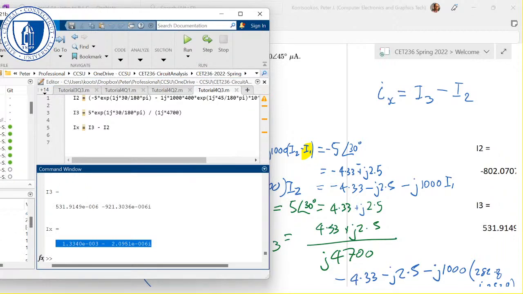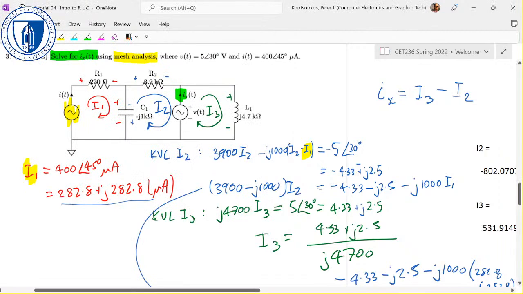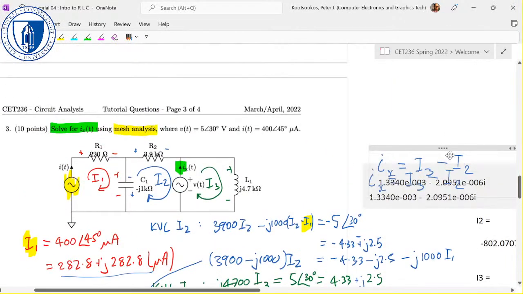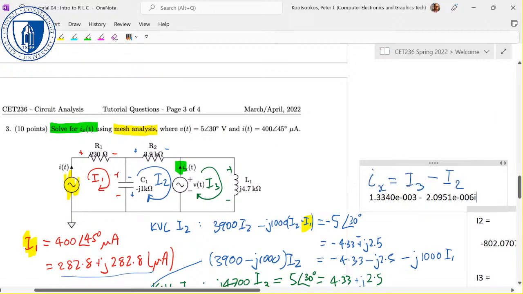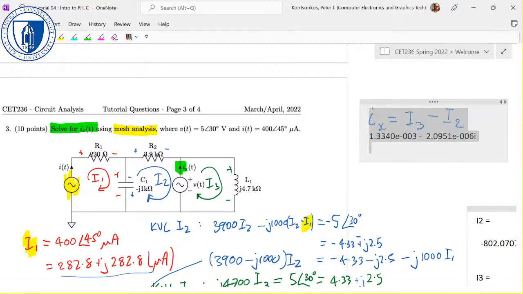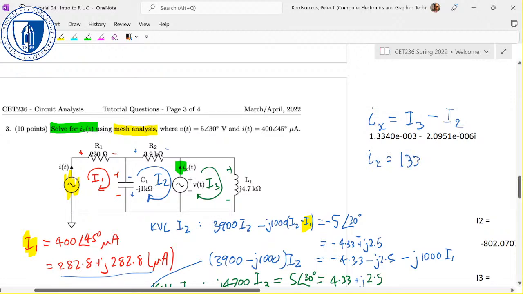So now we've got a slight quandary. We've got the real part in milliamps, and we've got the imaginary part in microamps, right? So I'd probably say the whole thing in microamps. So it'd be 1334 minus j2.095 microamps. And let's just rewrite that. So Ix equals 1334 minus j2.095 microamps.